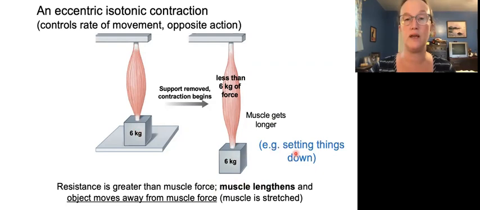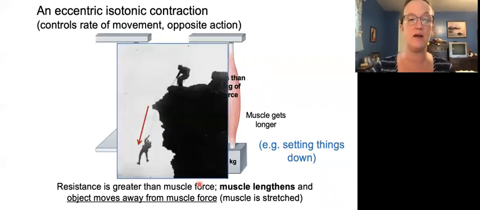So if you're holding a baby in your arms, right, you could set that baby down real quick by just letting your elbows extend and flop down, but that's not going to be good for that baby. So you're going to want to gently lower that baby down. Controlling the rate of extension of your elbows is going to be an eccentric contraction from your biceps.